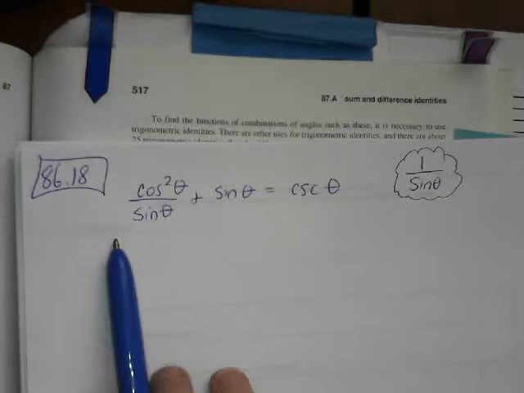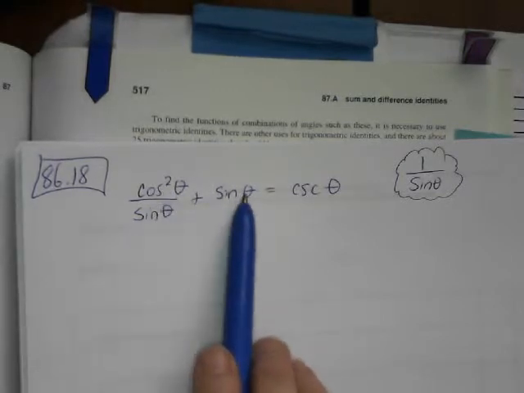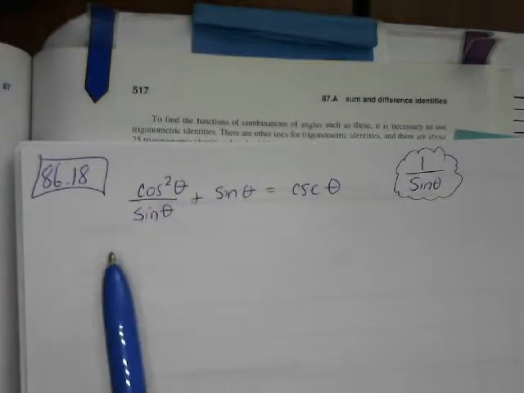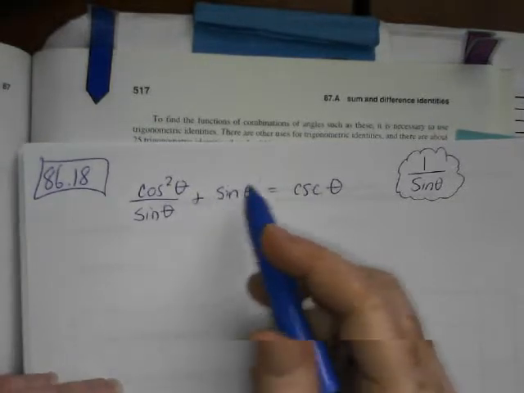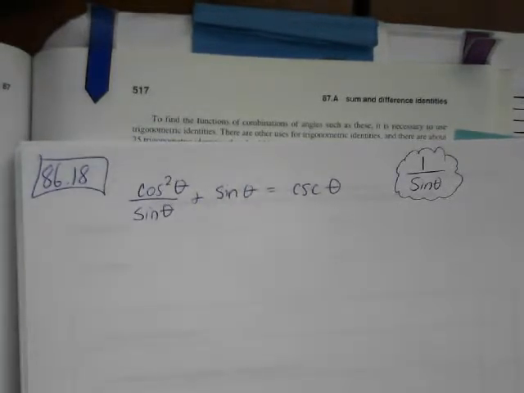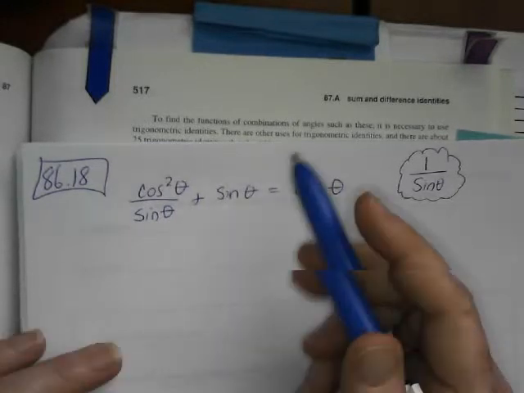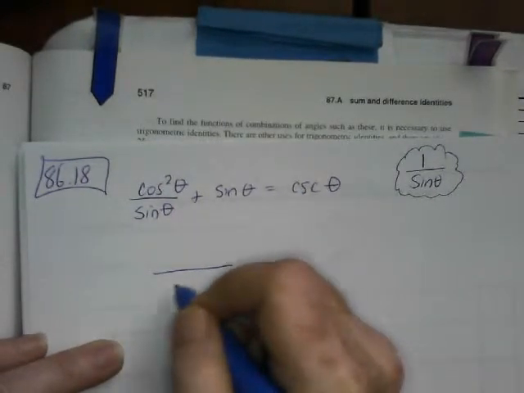I'm going to give you the big hint that whenever it has something that's adding or subtracting, you might want to try to get a common denominator and see how that changes things. That's a really good place to start. So if I wanted to do that here, my common denominator would be sine theta.